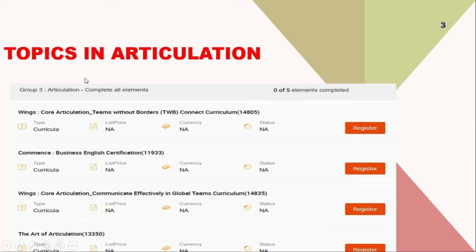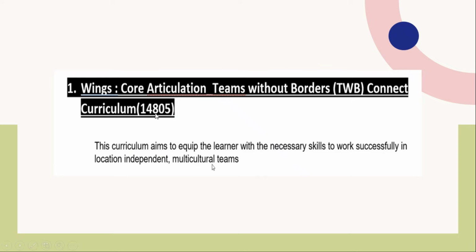Now, topics in articulation. There are 4 topics, and one end exam for course completion. The first one is Core Articulation: Teams Without Borders, which covers multicultural teams and agile teams. The next one is Business English, which is basic business English like listening, reading, writing and email etiquette. Then Core Articulation: Communicate Effectively in Global Teams, which is related to communication skills and the art of articulation, how you can articulate things. We shall discuss these topics briefly.